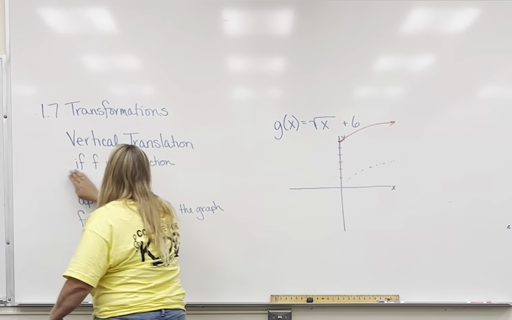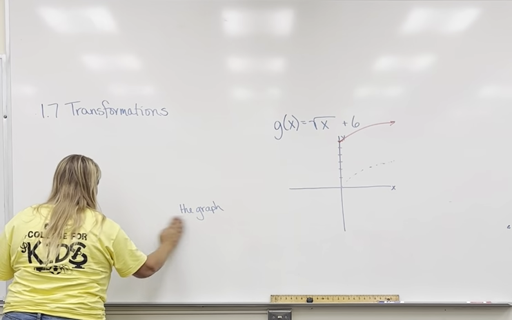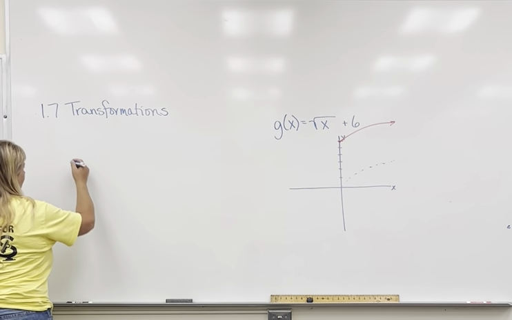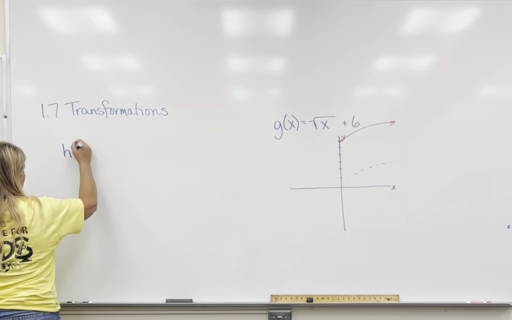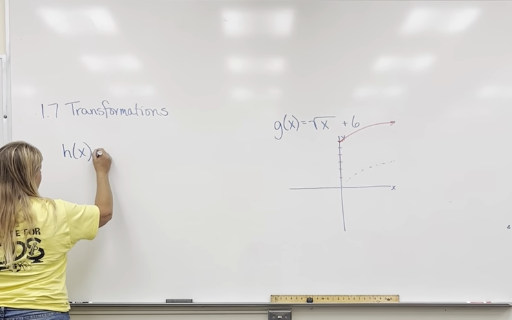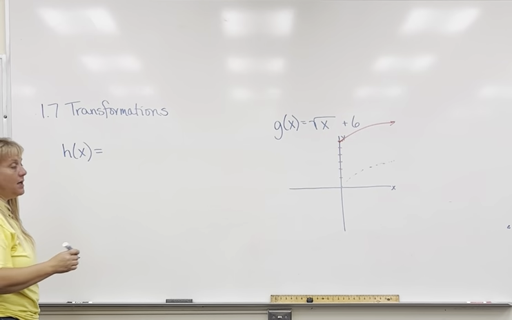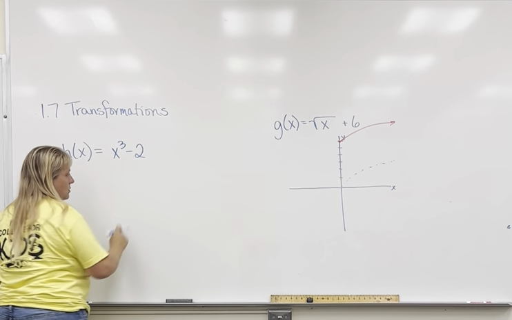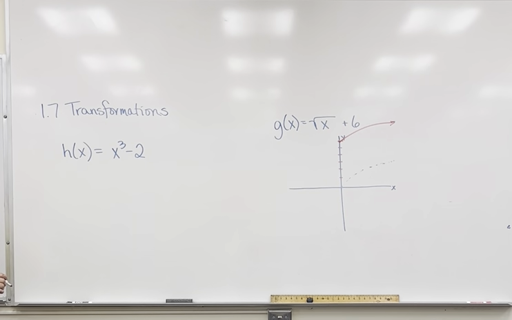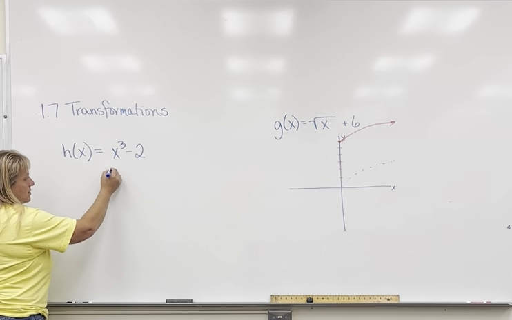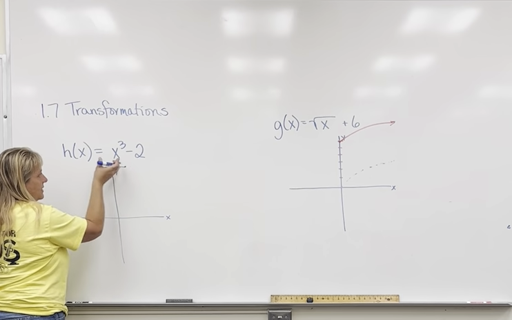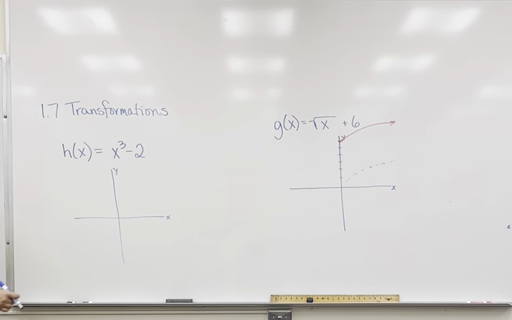So another one on this guy. So let's say that we had h of x is equal, I'm trying to think of one we haven't done yet, to x cubed minus 2. Okay, x cubed minus 2. So the minus 2 again is hanging out on the end. On the end, it's not inside, it's just hanging out, minus 2. And that tells us in this case that we're going to go down 2.